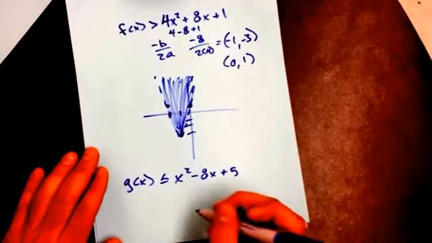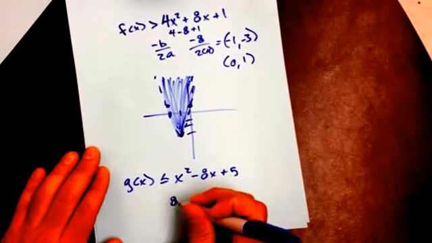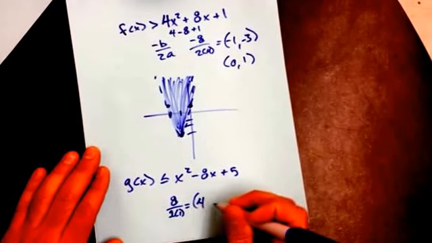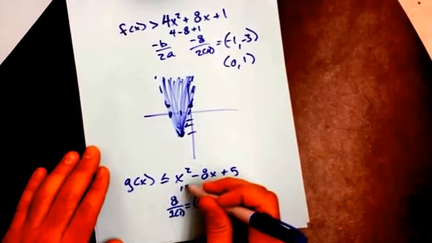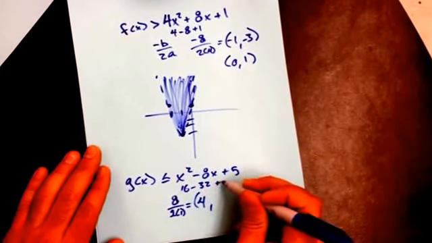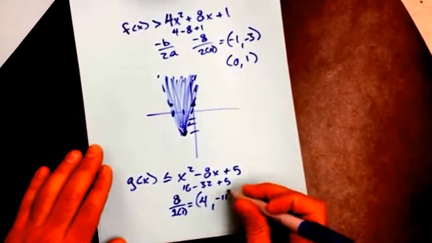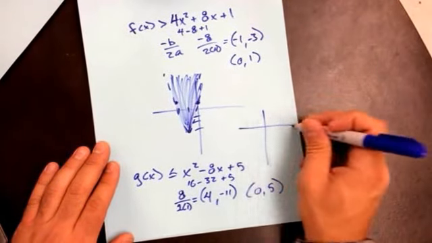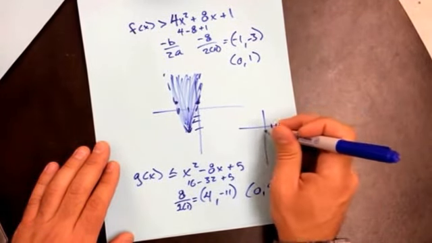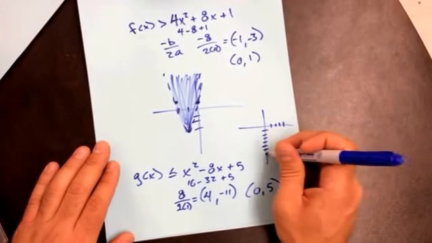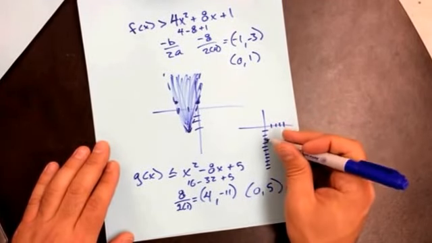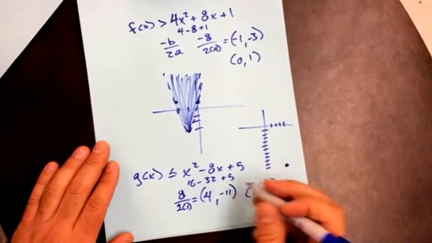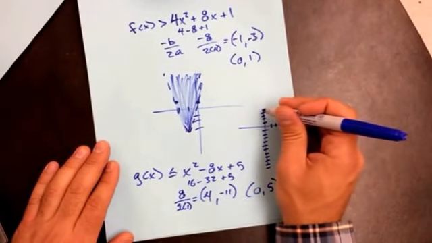So I'm going to do negative b over 2a. Negative 8 over 2 times 1, which equals 4. I'm going to take that and plug it into my equation. 16 minus 32 plus 5 gives me negative 11. My y-intercept is 0, 5. So I'm going to go to, on the graph, 4, negative 11. My y-intercept is 0, 5, so I'm going to go there.